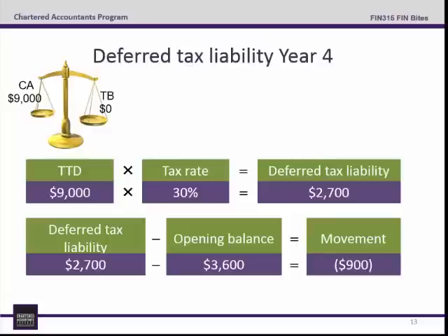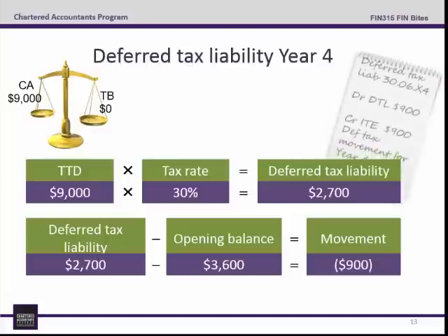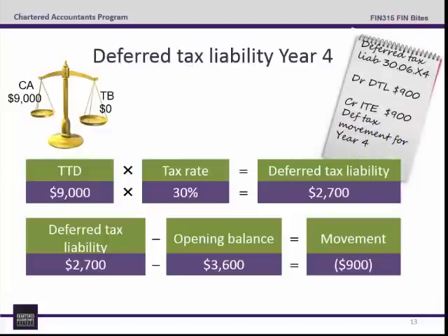So our deferred tax liability at the end of year 4 is $2,700 because we've got a carrying amount of $9,000. And that's because we've got a cost of $21,000 and then we've got 4 years worth of depreciation at $3,000. So $12,000 in accumulated depreciation taken away from our cost of $21,000, the carrying amount is $9,000. So we've got a deferred tax liability of $2,700.